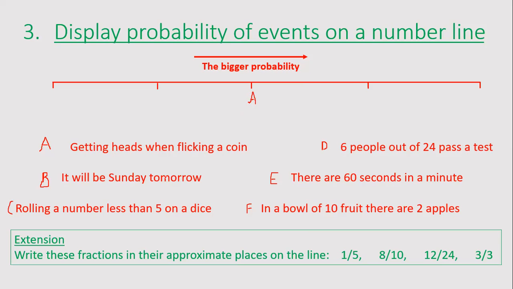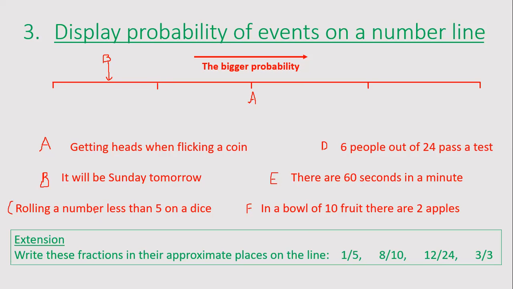B, it will be Sunday tomorrow. Well, that would be more in the unlikely area here, reason being that in a week, there are 7 days. 1/7 is not much at all. It's less than these little fifths that are going on here. So we put it here, getting towards impossible. Obviously, it's not impossible, but it's below unlikely.